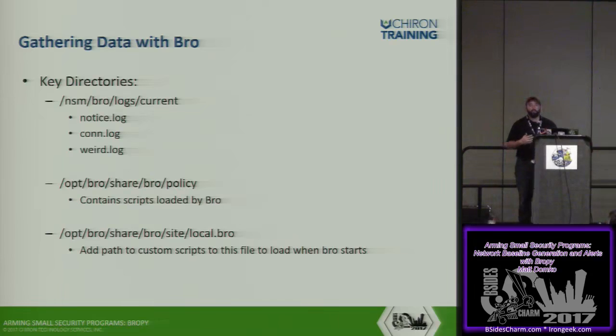As far as Bro configuration directories, these are the ones that I use right now because they feed into my tool. So just a couple of reference points. If later on you're like, hey, I want to try out Bropy, you can take a look back. Basically, you need to know where the scripts are going to go, where your logs are going to be, and where the configuration file for Bro is, where it loads up the scripts. This is the default for Security Onion. If you compile from source and install it yourself, it'll be wherever you told it to be.